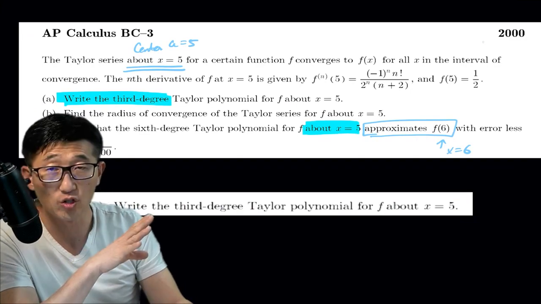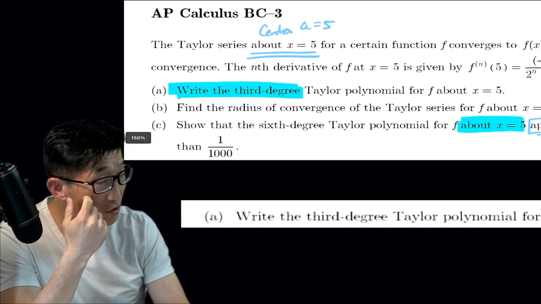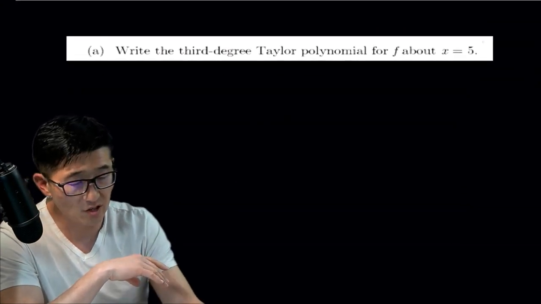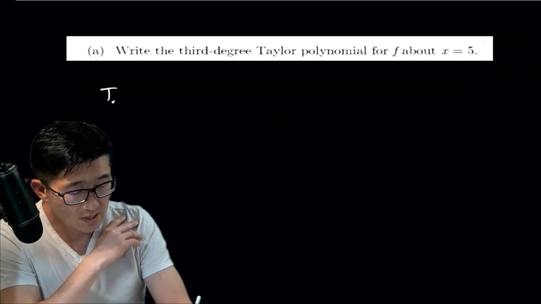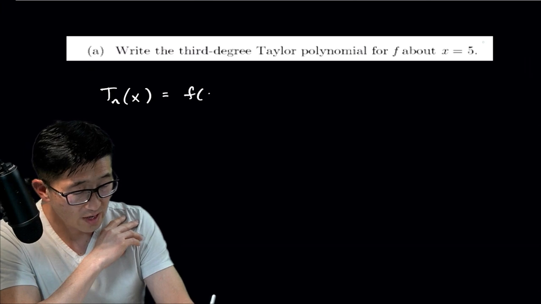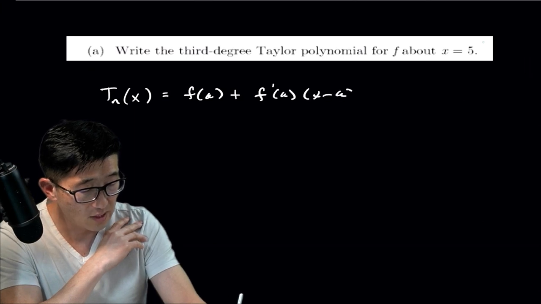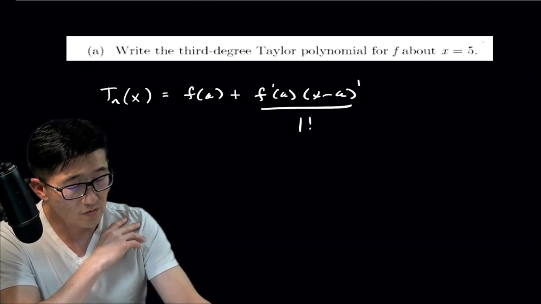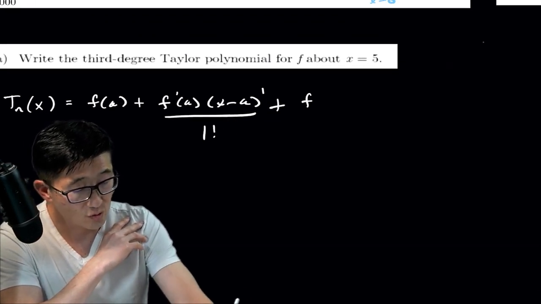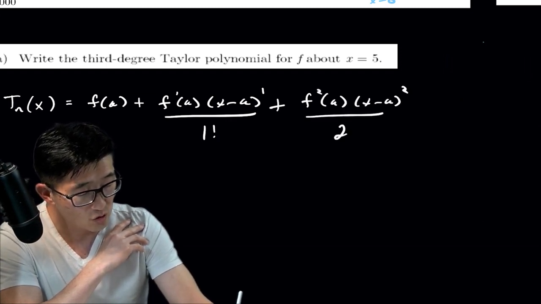Okay, so how do you write your third degree? Now, third degree simply means to the third power or to the third derivative. If you haven't memorized this already, you have to memorize the Taylor expansion. So Tn of x is equal to f at a plus f, the first derivative at a, times x minus a to the first power over 1 factorial, plus f, I'll just use 2, the second derivative at a, times x minus a to the second power over 2 factorial.